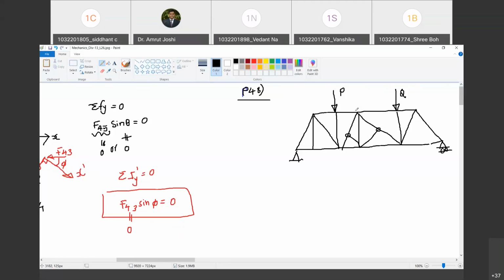All these are pin joints. Are you with me? Yes, sir. Now, based on whatever we have learned, applying these three rules, we are going to identify zero force members and equal force members. Happy? Yes, sir. Just give me a second.